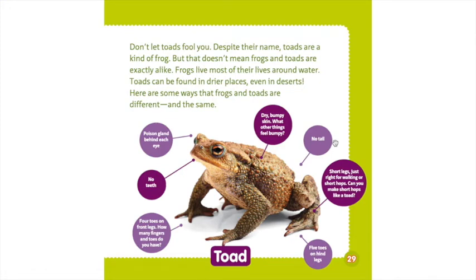Don't let toads fool you. Despite their name, toads are a kind of frog. But that doesn't mean frogs and toads are exactly alike. Frogs live most of their lives around water. Toads can be found in drier places, even in deserts. Here are some ways that frogs and toads are different and the same.